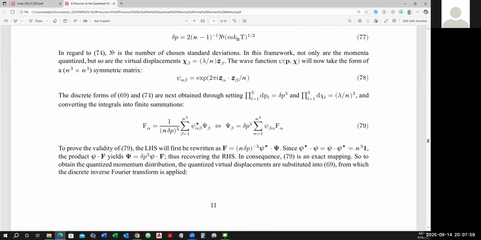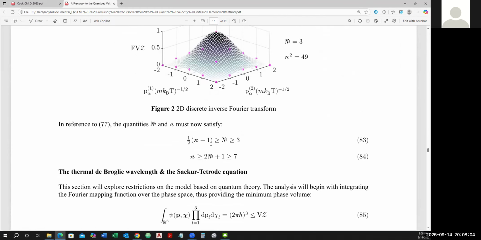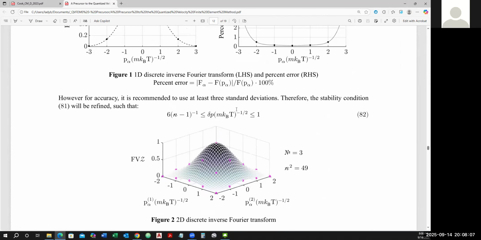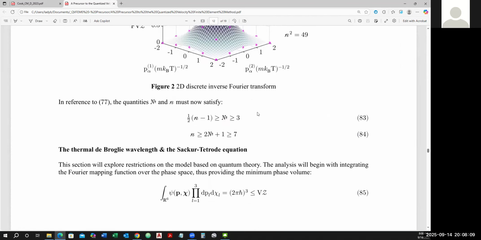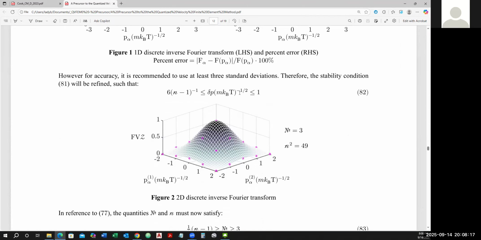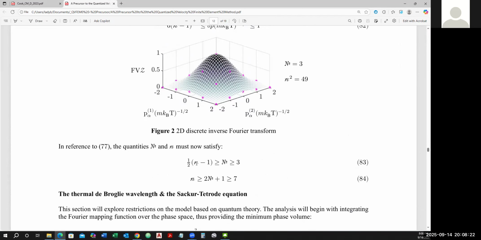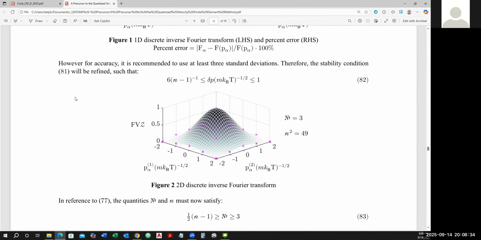Those details are in the precursor. That is discussed at the end of, here it is. So this is the stability condition, 81. For accuracy, that's the accuracy condition, 82. This n is the number of standard deviations. This n is the number of velocities or virtual displacements. Essentially, it's the size of our integer lattice vector, which is symmetric.